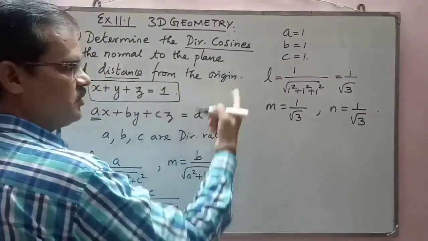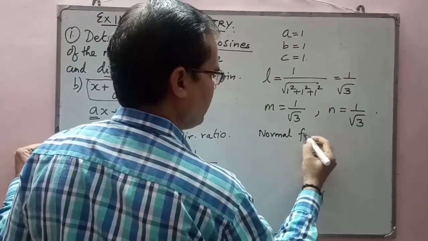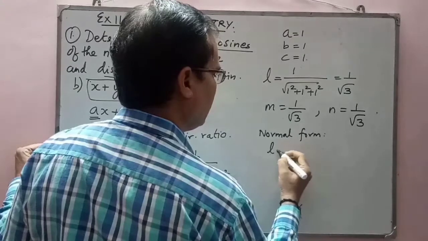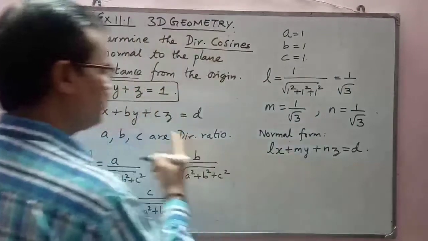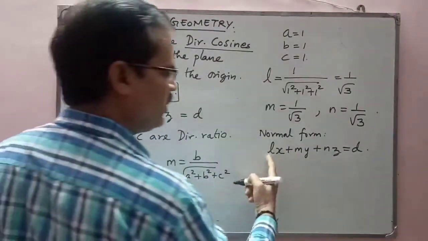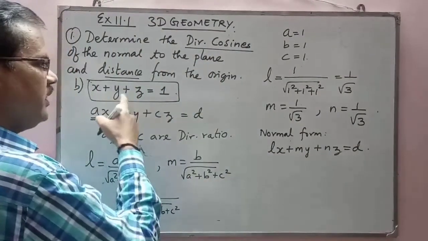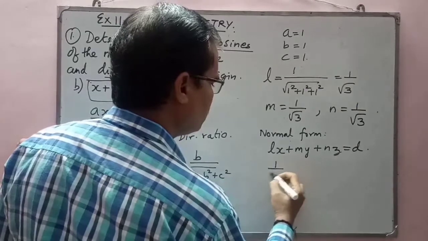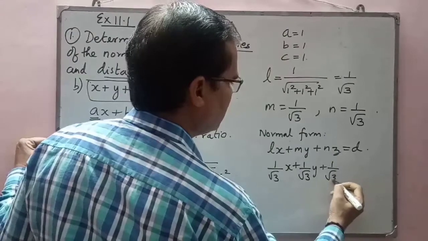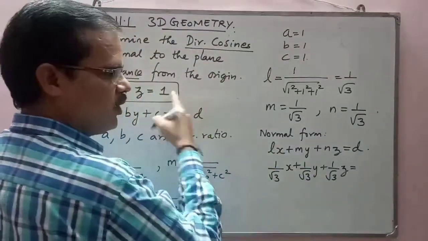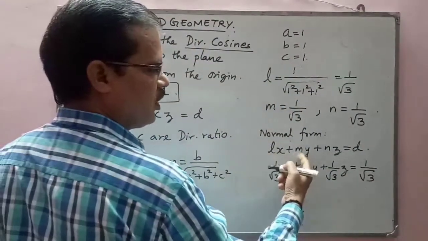We need to find the distance from the origin. For this, we are going to use the normal form equation of a plane. Normal form, I hope you remember, is lx plus my plus nz equals d. Children, the given question is in the direction ratios format. Now we have found the direction cosines, so to get direction cosines here, you have to divide by root 3. So 1 by root 3 into x plus 1 by root 3 into y plus 1 by root 3 into z equals, we have a 1 here, so 1 by root 3. If you divide both sides by root 3, it will convert to the normal form.